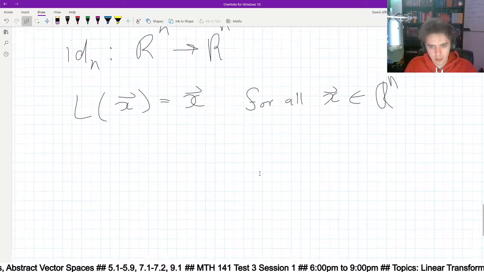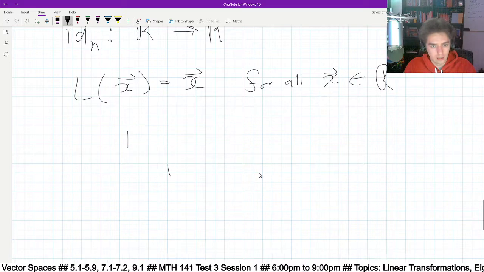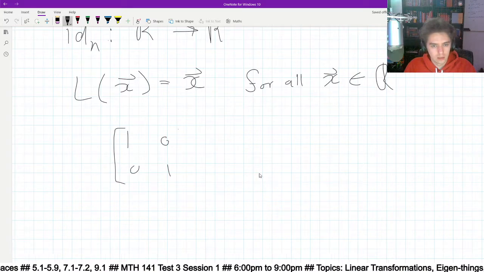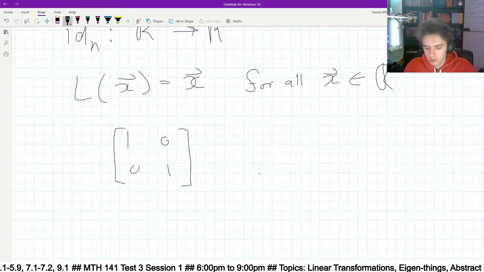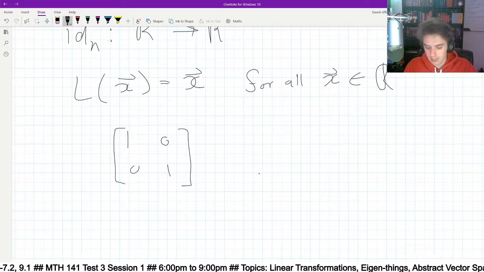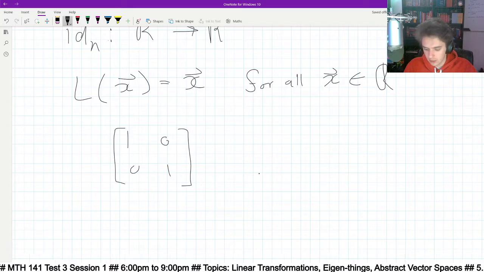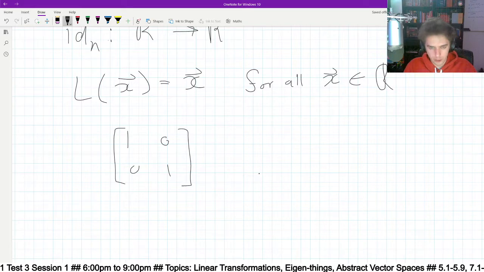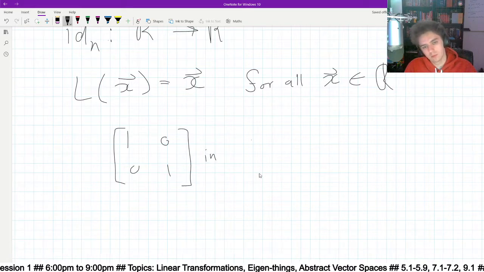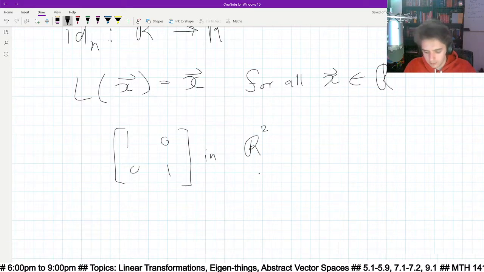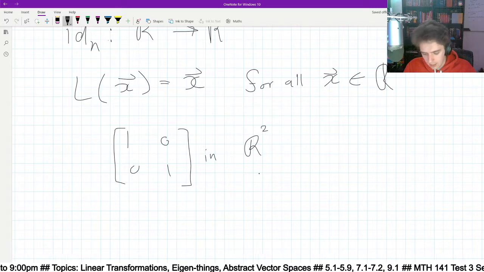The identity transformation in R2 looks like this, which should look familiar. It's the identity matrix, right? It's the identity matrix for R2. Okay, and that's pretty much it from 5.1.